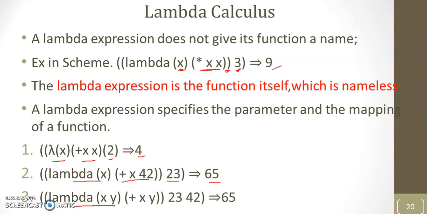Again, lambda is taking 2 arguments, x and y. The body of the function is plus x y. And the 2 actual arguments will be 23 and 42. So when the actual arguments are given, it performs the operation 23 plus 42 to get the result as 65.